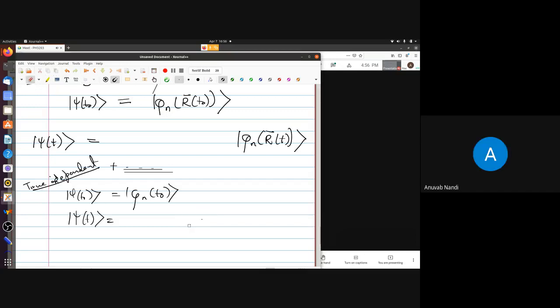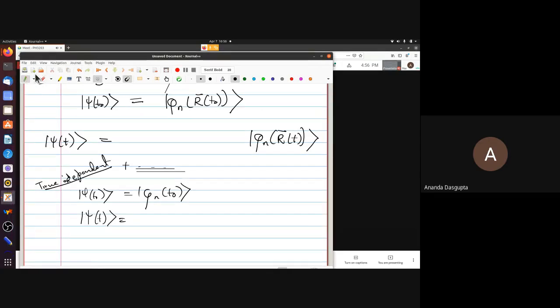You just get e to the minus i E_n (t minus t0) by h cross times phi_n(t). Here the t label for phi_n(t) is redundant because phi_n(t0) and phi_n(t) are one and the same. You just pick up a phase. Okay. And this phase is exactly where the dynamics of the system is. That's all that happens. Right?